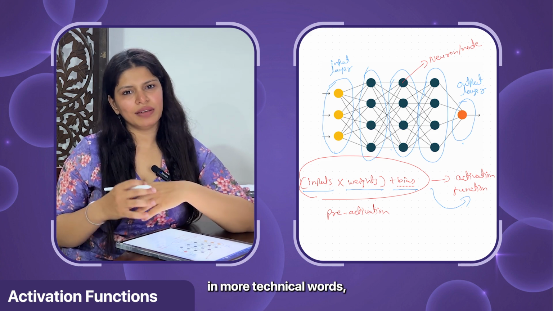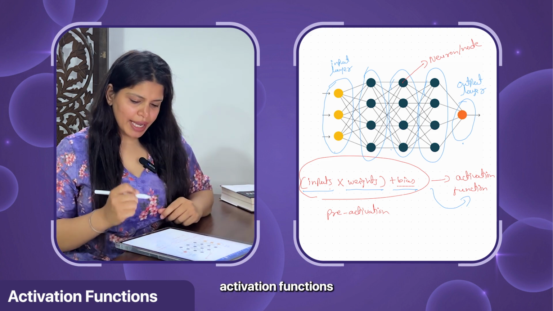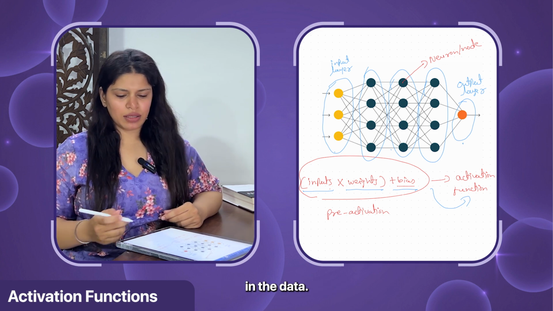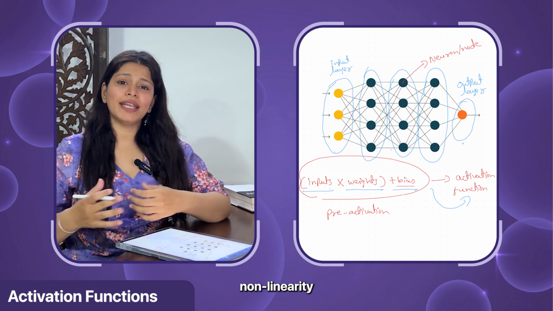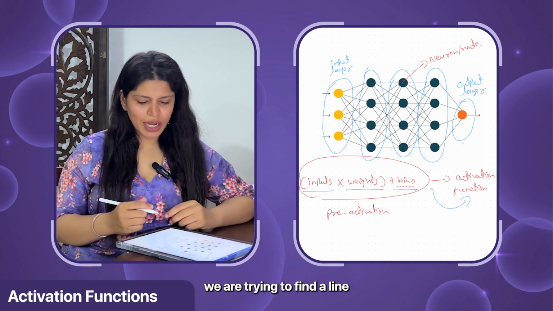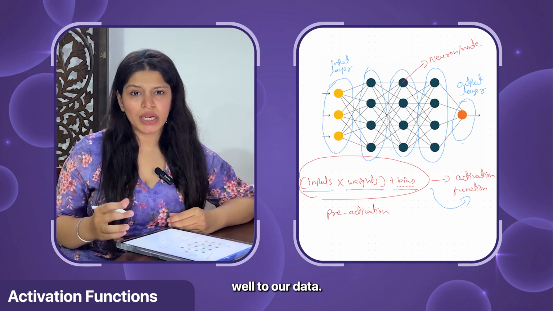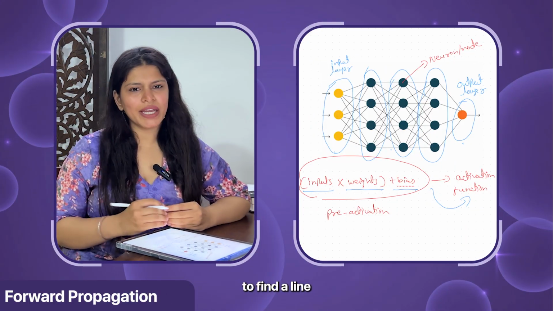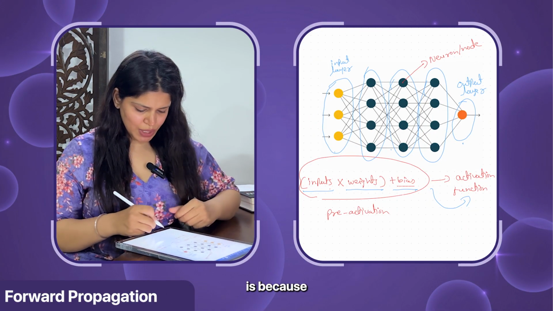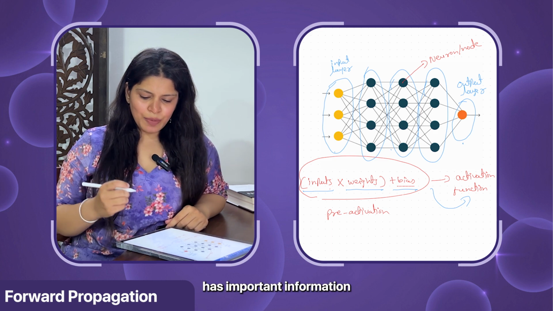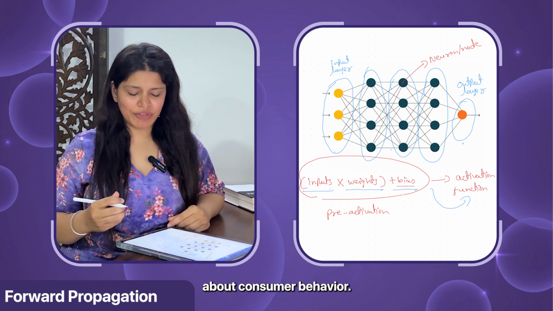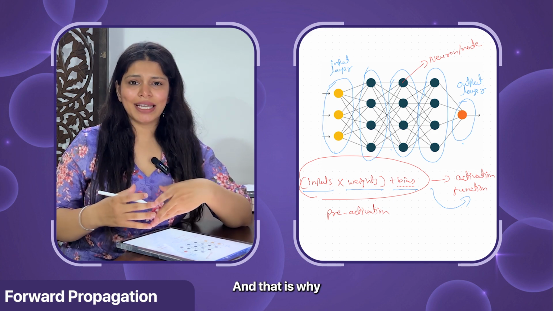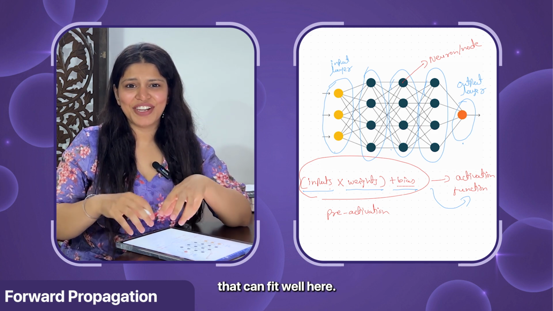But if I have to explain in more technical words, I would say activation functions are used to understand complex patterns in the data. They are used to introduce non-linearity in the network. In other words, we are trying to find a line that can fit well to our data, be it this, or this. Why we are trying to find a line that fits well to our data is because this data has important information about consumer behavior. So we are trying to determine a system that can handle this data, and that is why we are trying to find a system that can fit well here.